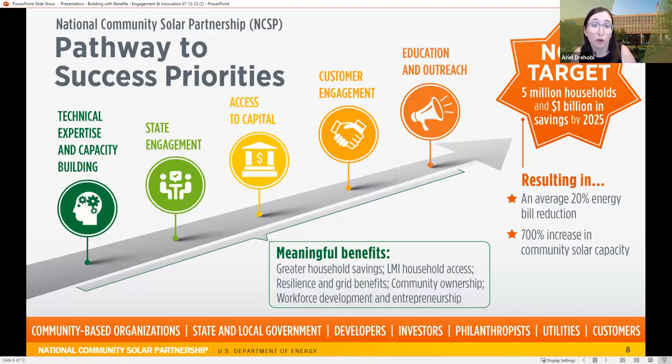This slide provides an overview of the work that the National Community Solar Partnership is currently focusing on in order to build towards our target to enable enough community solar by 2025 to power the equivalent of 5 million households. And what's especially important, I think, too, is to achieve deep savings and meaningful benefits, which are listed on this slide. And we have more information about all of these initiatives on our website.